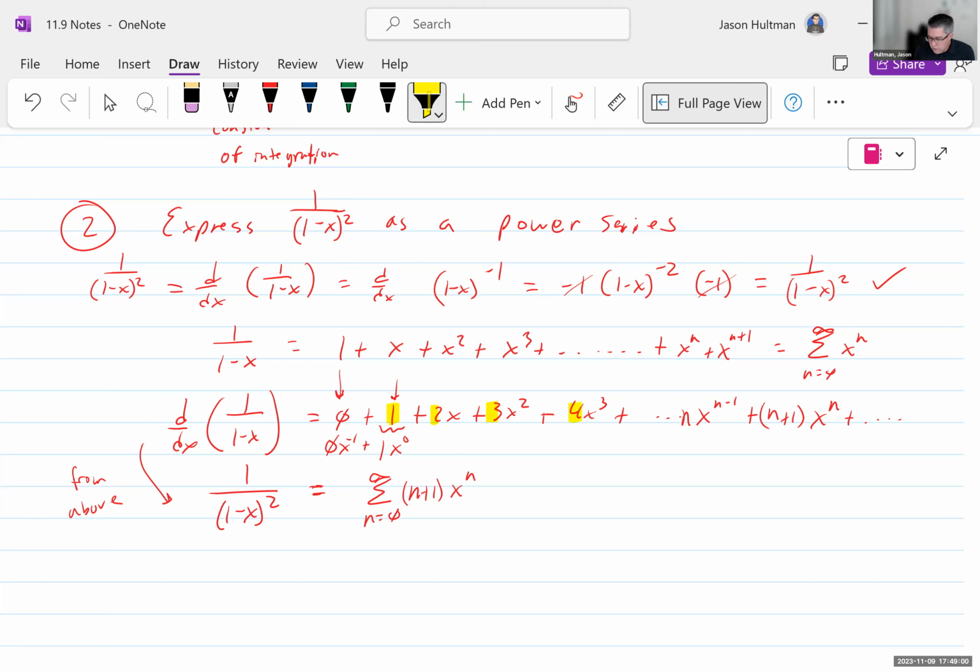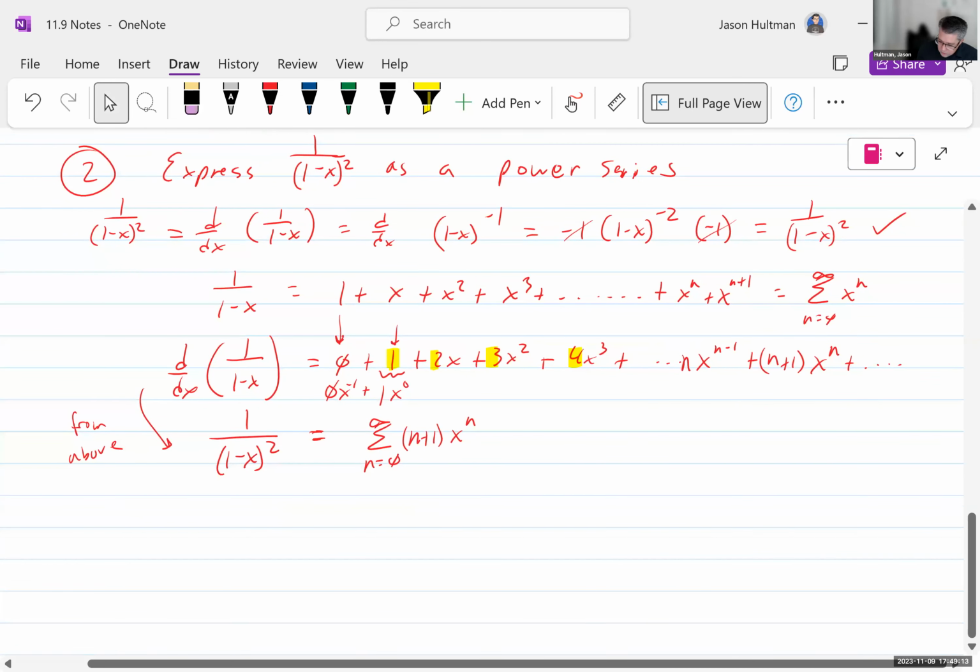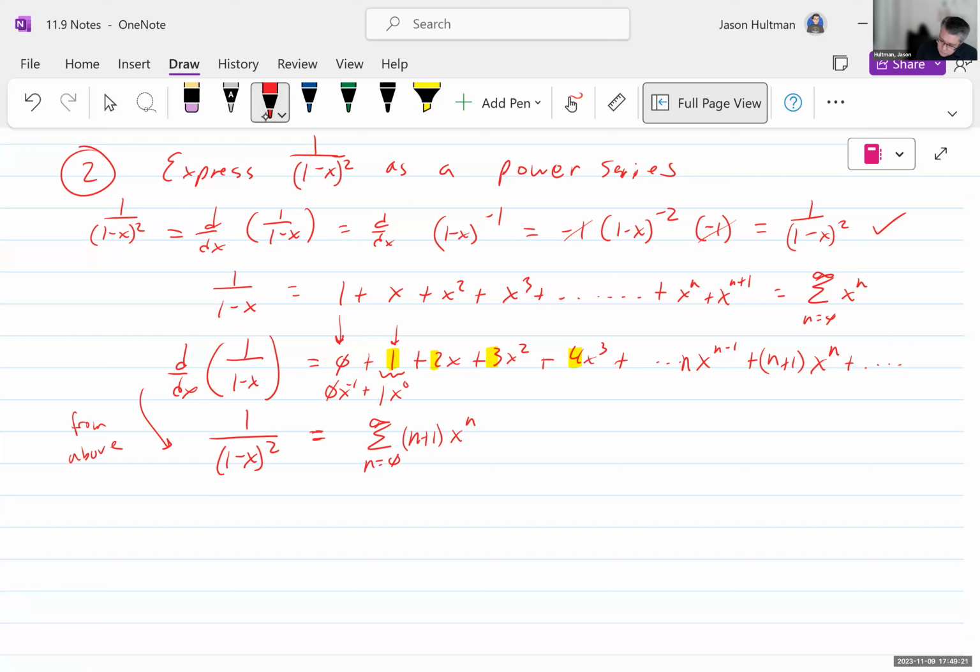And so I like the n plus 1. You could do it, again, with the n and the n minus 1. That's fine. Either way, it's just my preference to say, oh, I have the nth term, and then that's going to be n plus 1. Okay, so to me, it's a little bit cleaner.